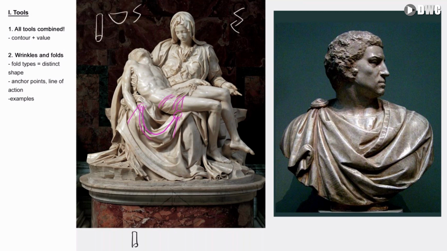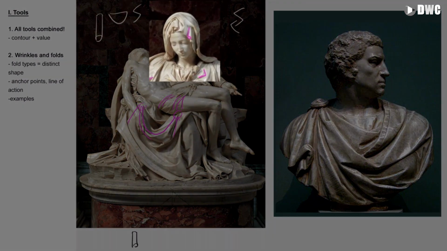Pipe folds, they wrap around the cylinder. So this is great. You'll see it a lot on the legs. Some zigzagging here on the Virgin Mary's fabric. She has some mini pipe folds up here, shaped like little pipes.